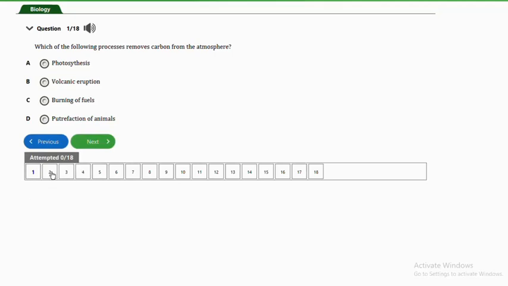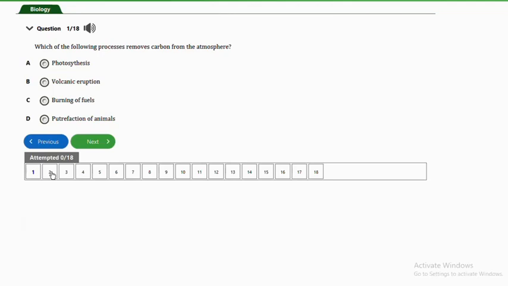In today's video on our JAMB biology exam revision series, you're going to solve 18 JAMB repeated questions on the topic nutrient cycling in nature. So guys, we'll start with the number one question here, which says, which of the following processes removes carbon from the atmosphere? Option A is photosynthesis, B, volcanic eruption, C, burning of fuels, D, putrefaction of animals.